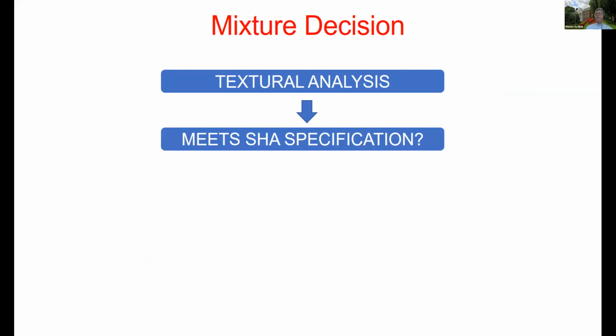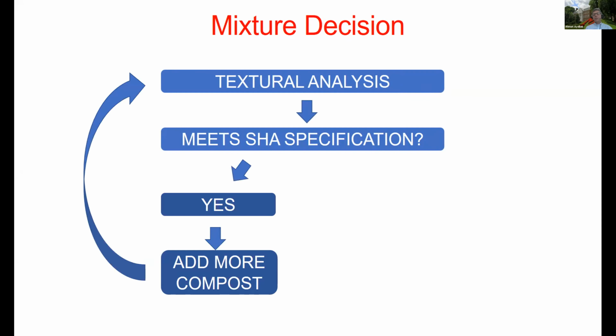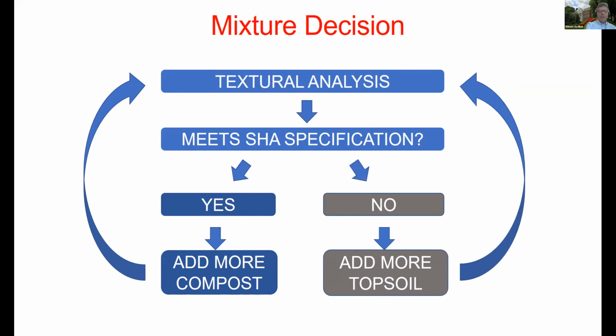Then we look at if it meets the specification. SHA here is the Maryland State Highway Administration. So again, we are looking at the local; one may be looking at the more national level, but in the US especially, we typically look at the state level specifications. So in that case, state highway is the one that applies to us. Then if it does, we basically can add more compost, but we also have to make sure that the textural analysis requirements are met. Then if no, then we add more topsoil.